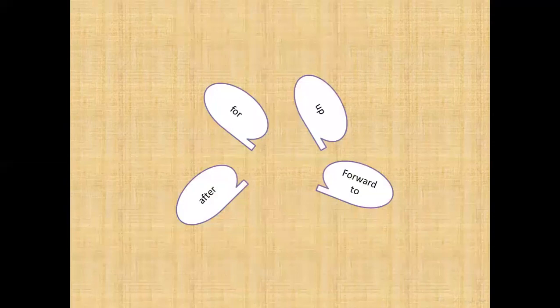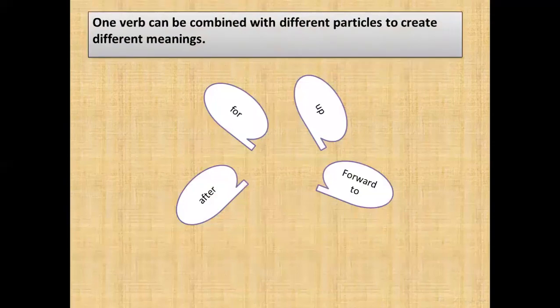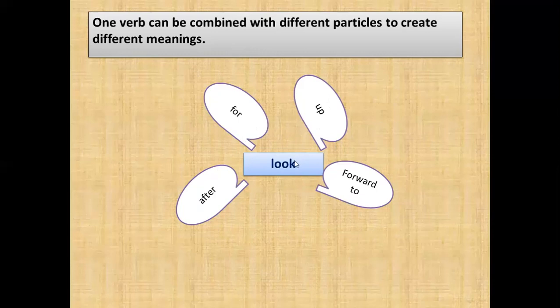So now, one verb can be combined with different particles to create different meanings. For example, the verb look has many different meanings because of the prepositions that follow it. So look up, look for, look after, look forward to. Every phrasal verb has a different meaning.